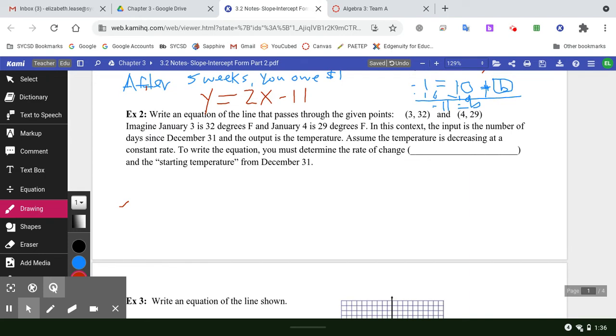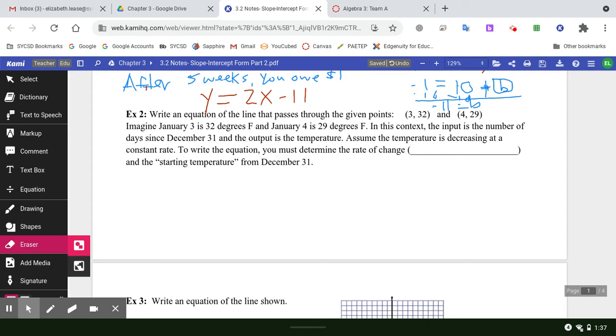In example 2, we are writing an equation that passes through the given points. Once again, we are going to apply a context here to talk about both the rate of change and the starting point. Imagine January 3rd is 32 degrees Fahrenheit and January 4th is 29 degrees Fahrenheit. In this context, the input is the number of days since December 31st and the output is the temperature. Assume the temperature is decreasing at a constant rate. To write this equation, we must first determine the rate of change.